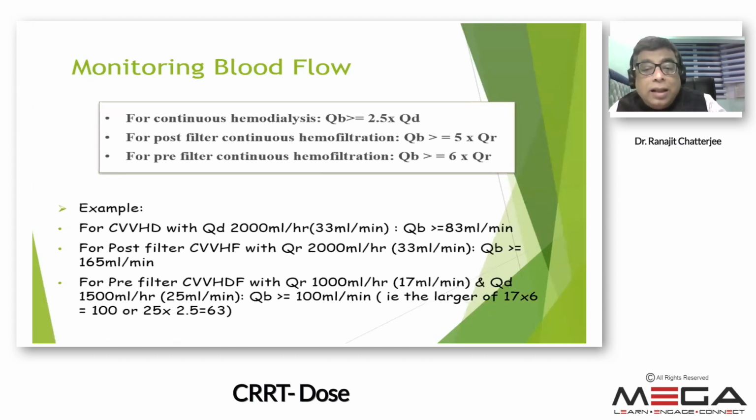And suppose you are giving a dialysate of 1500 ml per hour, that comes around 25 ml per minute. For hemodialysis, you have to be 2.5 times. So 25 into 2.5 is 63. So you should not consider the smaller one. You should consider the larger value. So at least this is the way you calculate how much blood flow you have to set in the machine.